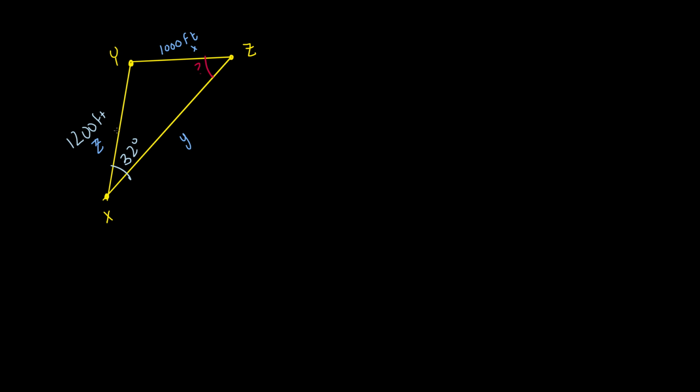Okay, so now looking at the law of sines, I know sine of x divided by x equals sine of z divided by z. This is the angle that I want to know over z. All right, so what I'm going to do here is use substitution, and I'm going to substitute my values in.